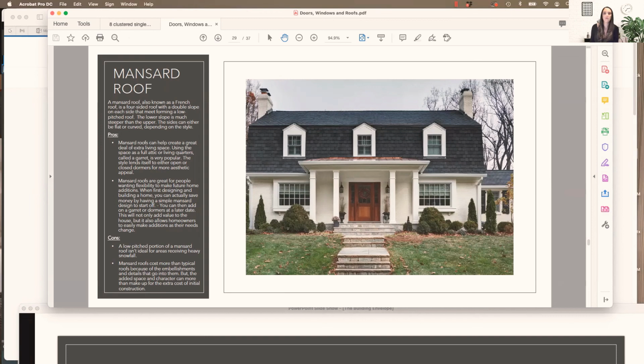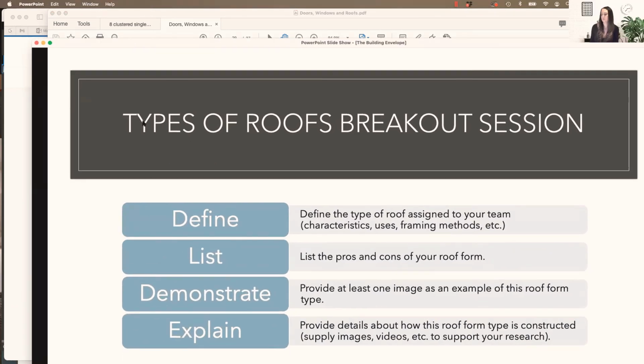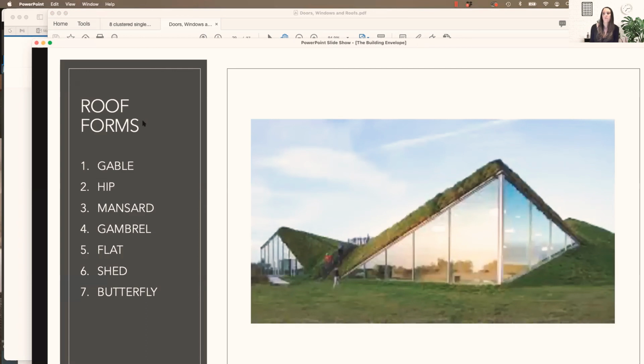So that's the mansard. Who was the next group? The gambrel. Who's group 4?